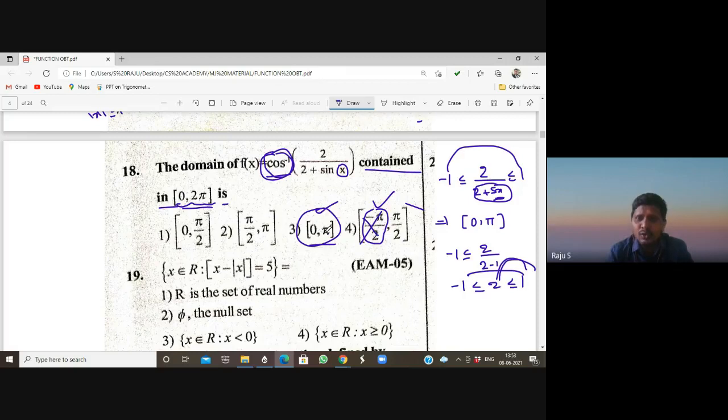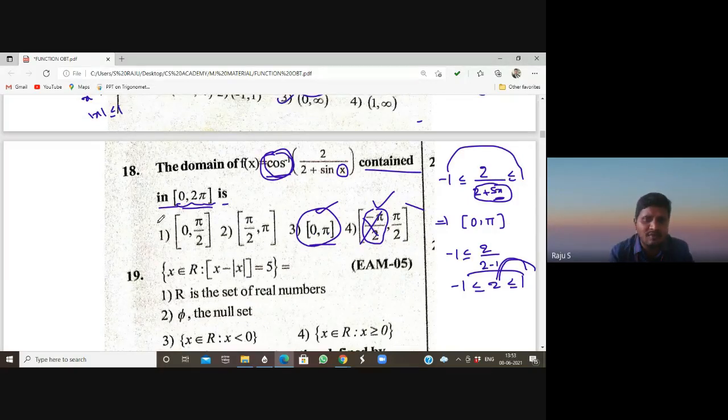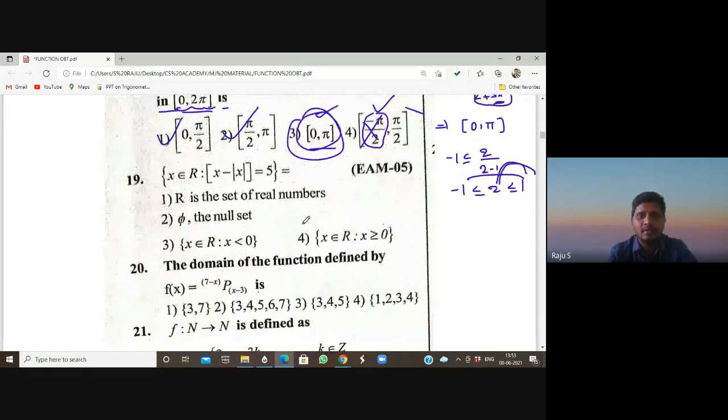But take 0 to pi, because sin x is positive in the first and second quadrant. The first option is only the first quadrant, the second option only the second quadrant, but sin is positive from 0 to 180, first and second, so you can take both the values. So the third option is correct. Understood?